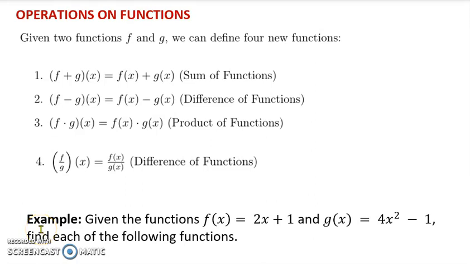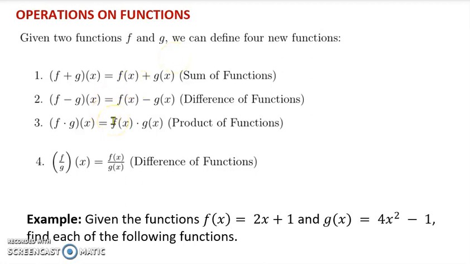Given two functions f and g, we can define our four new functions. We have f plus g, f minus g, f times g, and f over g. The function f plus g of x is defined as f of x plus g of x, or the sum of the images or the outputs of the two functions f and g.